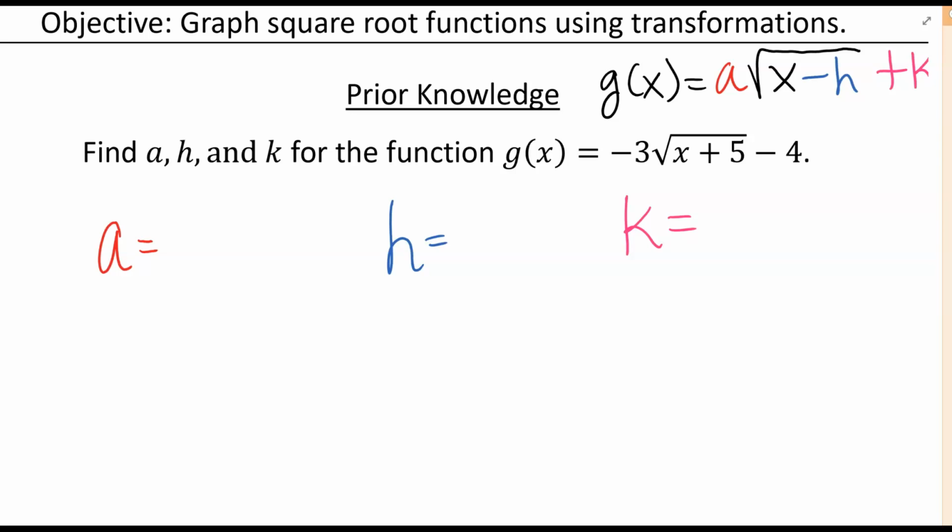All right, so what did you guys say? A is what in this example? -3. Good. It's in the front. If you notice, -3 right here is in the front, so that's our A value. H, what did you guys say for H?